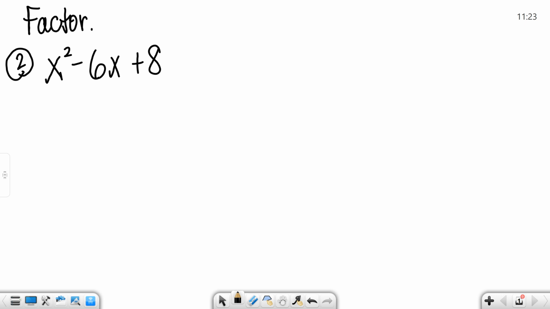And again, you get to choose which method. I'm going to do both on this one, just so you can see them both happen again. No matter which method you choose, we're starting with 2 numbers that multiply to be a times c. My a value is 1, my b value is -6, and my c value is 8. That's good to know. A times c is 8.